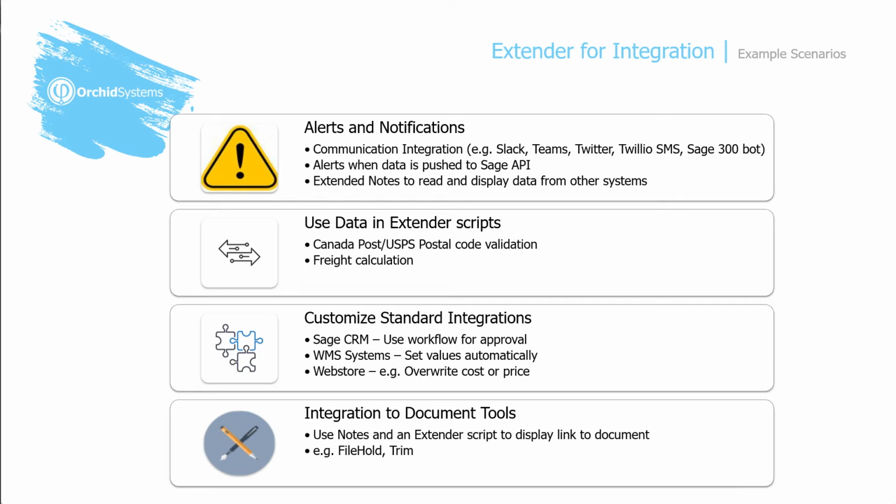However, if you use a system such as FileHold or Trim to do some OCR recognition and create some documents, you could also use Extender and Notes to display links to documents generated by those systems and attach the hyperlink to a Sage 300 screen through an Extender Note. Or if those systems create the documents in folders that DML can read, you can also use DML, of course, to read documents created by those systems.